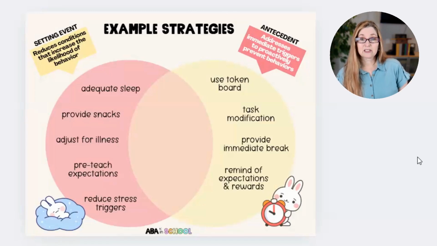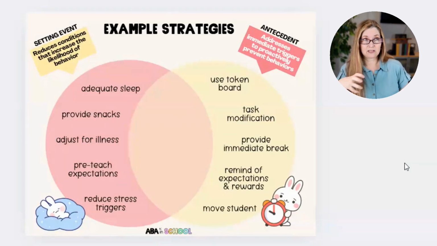And reminders about expectations and rewards and things that are coming up, using your first-thens and stuff. Moving the student: if a student is near other things that are triggering, moving the student away from something or getting them out of a situation would be considered an antecedent strategy. Any other ones you can think about that would be more uniquely antecedent?